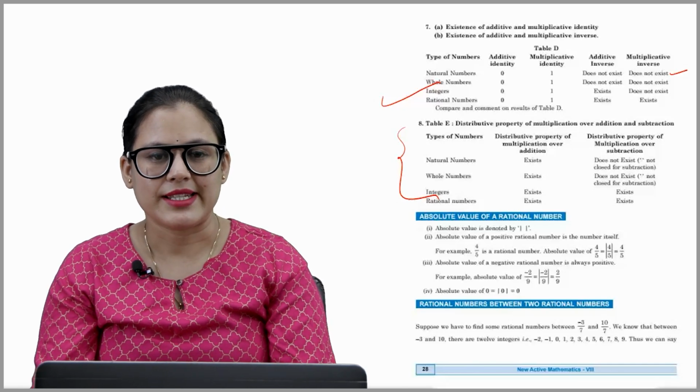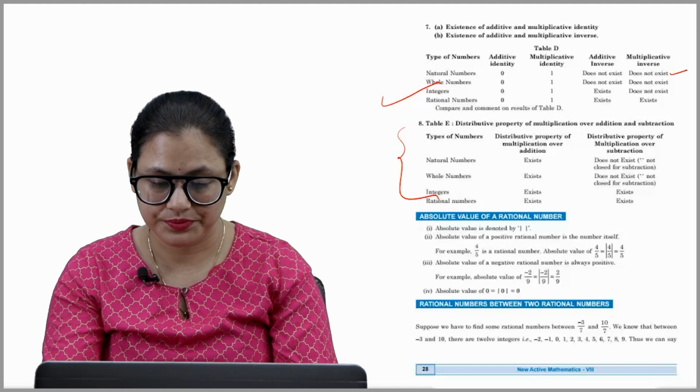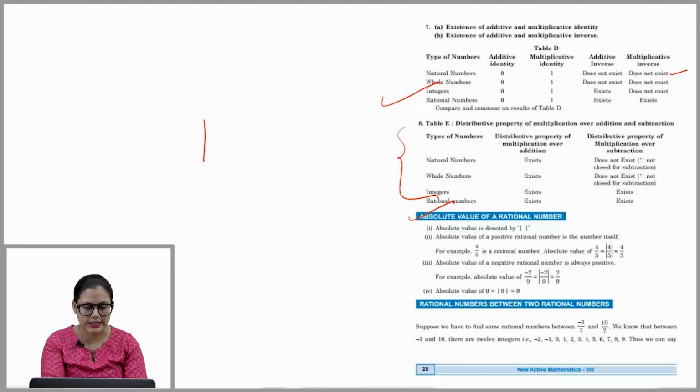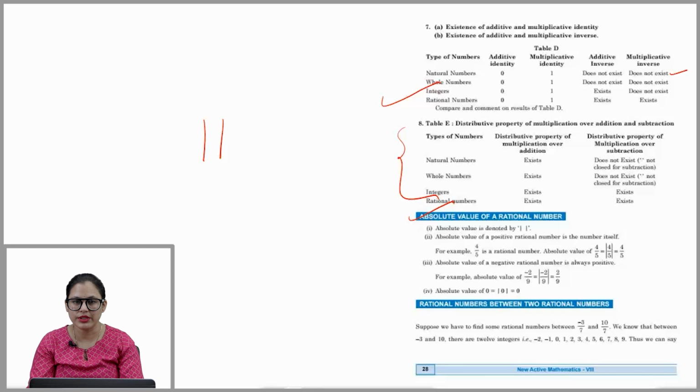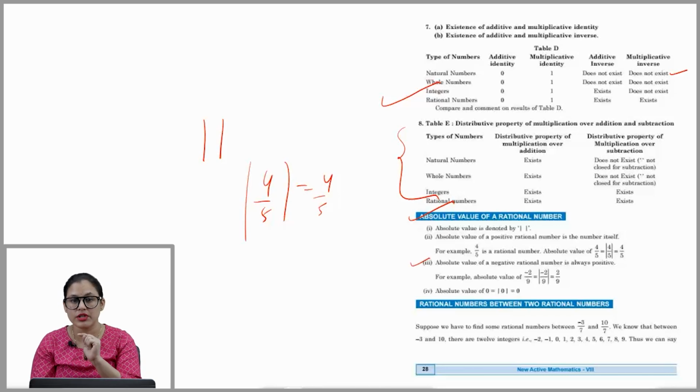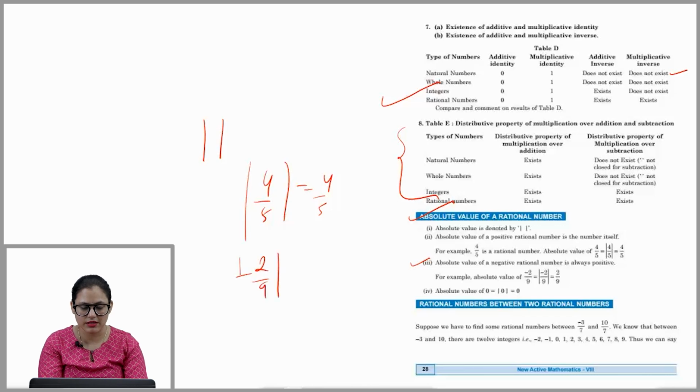Okay. Next, absolute value of a rational number. Number 1, absolute value is denoted by this sign. Number 2, absolute value of a positive rational number is the number itself. For example, 4 by 5 is a rational number. Absolute value of 4 by 5 is what? 4 by 5. Number 3, absolute value of a negative rational number is always positive. For example, absolute value of minus 2 by 9 is equal to 2 by 9, that is positive. And absolute value of 0 is 0.